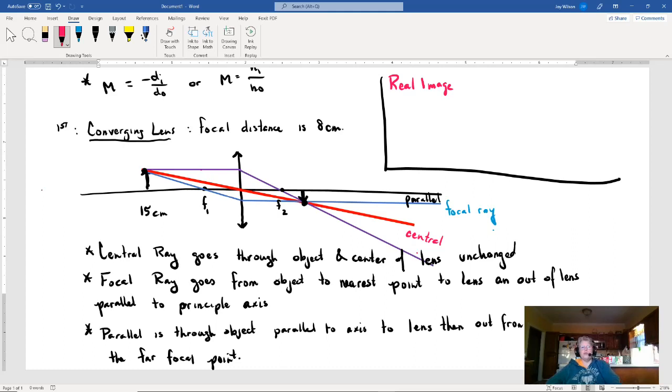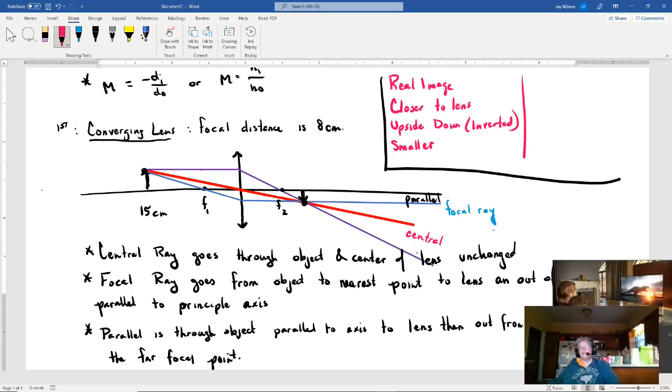It is also, if we look at it, closer to the lens. It is upside down, inverted, and it is smaller than the original. Smaller than the original. We can see all that. So let's do the math to justify it real quick.